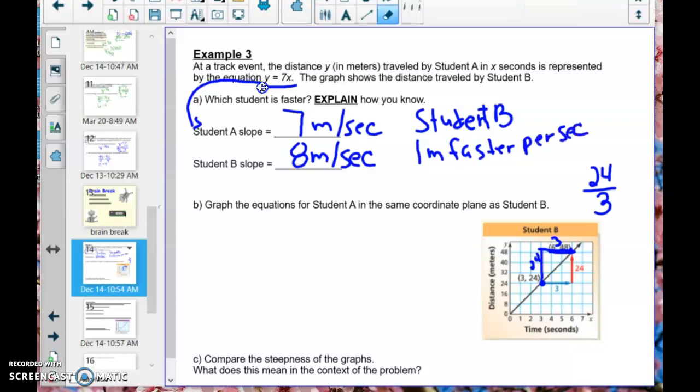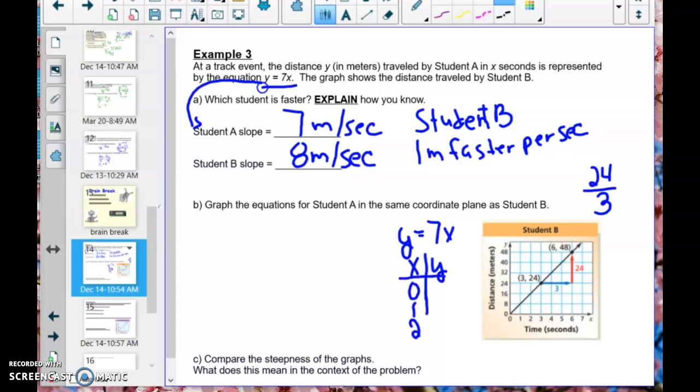Now for part B, it says graph the equations for student A in the same coordinate plane as student B. Well, student A, remember, had this equation. And I'm going to make an XY table. So 0, 1, 2: 7 times 0 would be 0, 7 times 1 is 7, 7 times 2 would be 14. So for student A, graphing on the same coordinate plane would be 0, 0, over 1, up 7, so a little bit below where that one was, over 2, up 14. Student B is going to look like that.